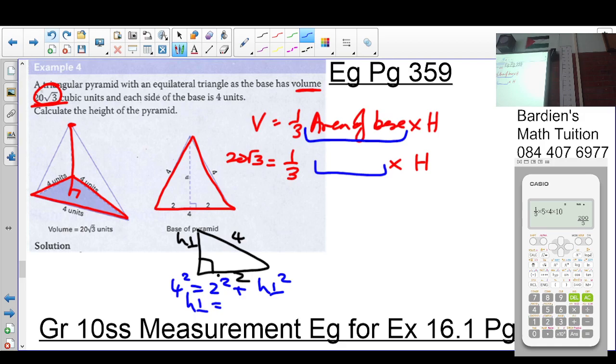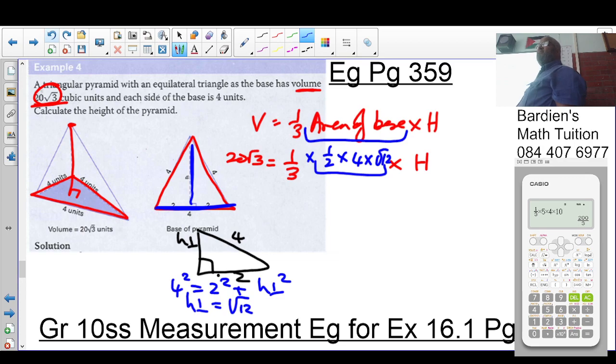So your perpendicular height is going to be the square root of 12. If you put that in the calculator, you'll get an answer of 2 root 3. But more about that next year. So the area of the triangle, how do you calculate the area of a triangle? It's half base. So what's your base here? 4, times your perpendicular height, which is now square root 12. Can you see that, people?